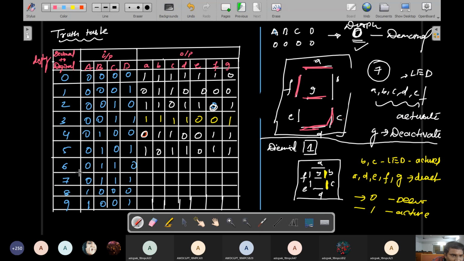Remaining, if you want 6, this is actually 6. This one is also deactivated. 6 is nothing but this number, so the only deactivated one is B. The remaining are all activated. Understand?